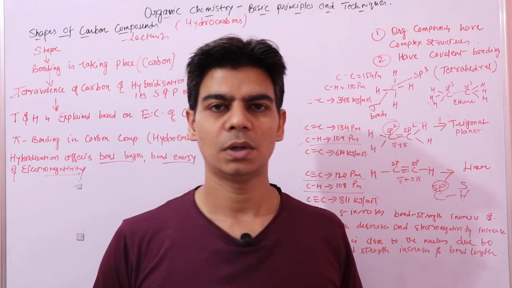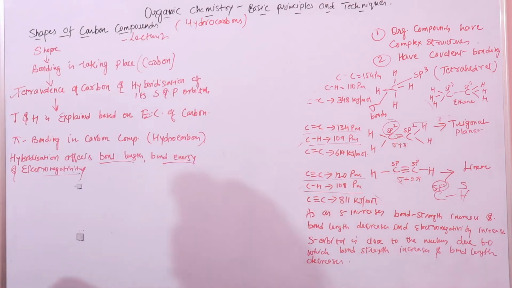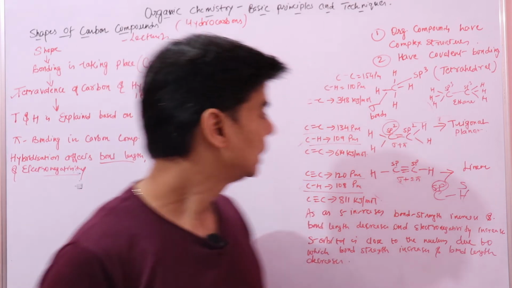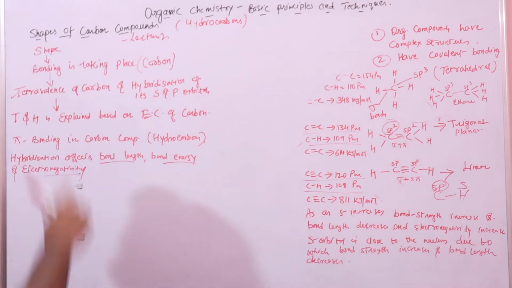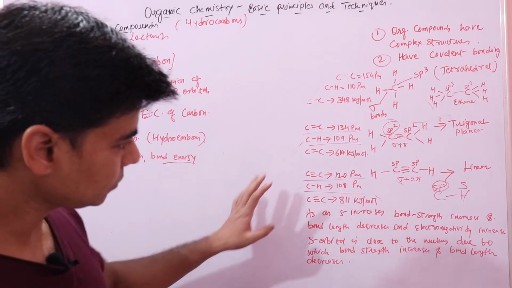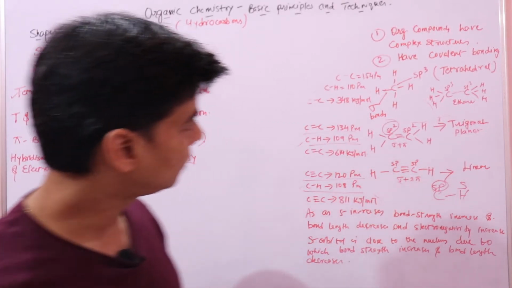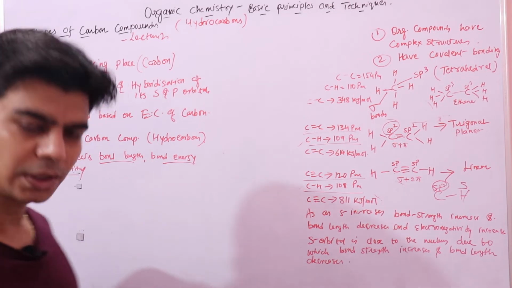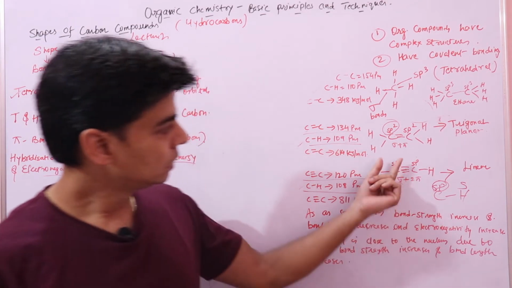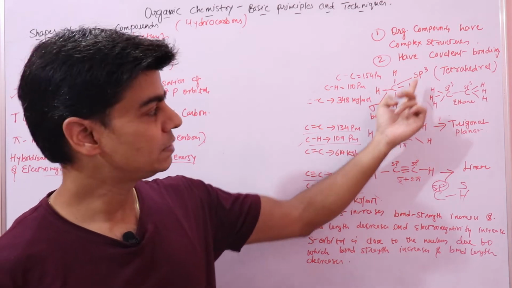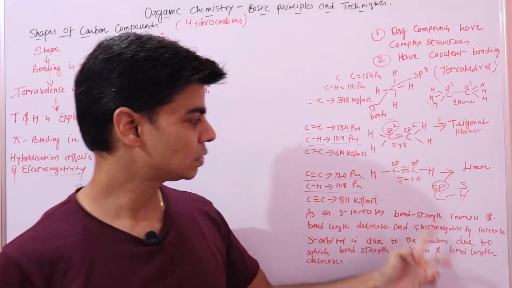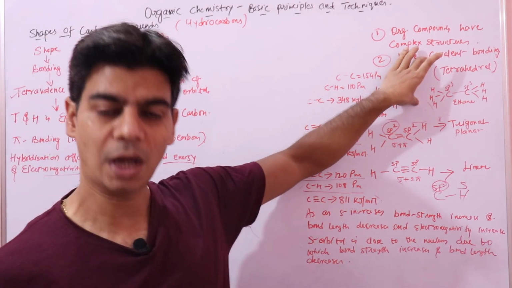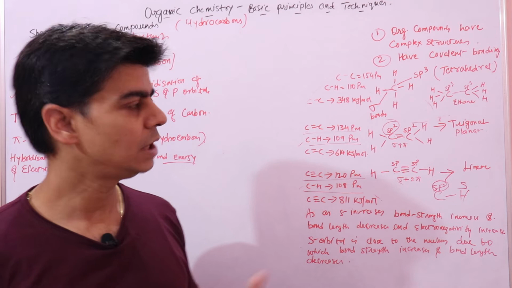This is in continuation to our previous video lecture where we were studying the shapes of carbon compounds, right? And this is lecture 2 of shapes of carbon compounds. Just to revise quickly what we have done in the previous video lecture, we have seen that in organic compounds, carbon is either sp3 hybridized, sp2 hybridized or sp hybridized, right? Based on the hybridization of the carbon atom, its shape is decided.